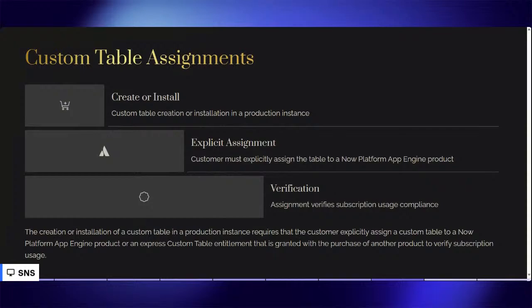Now, these custom table assignments. When you assign a custom table, we talked about how important assigning a custom table is. You have to make sure you assign to the correct license structure that you have. Okay, you create or install these custom tables in your production instance. Once you move the change into your production environment, the second thing you should do is explicit assignment. Customers must explicitly assign the table to the Now Platform App Engine production.